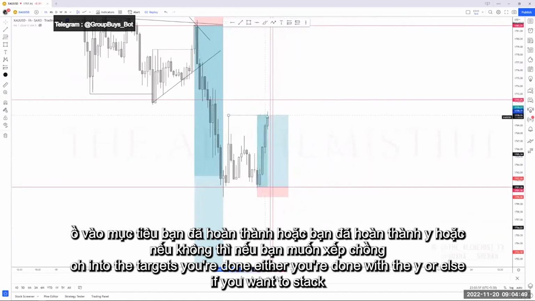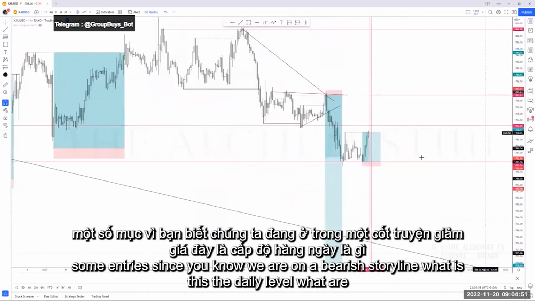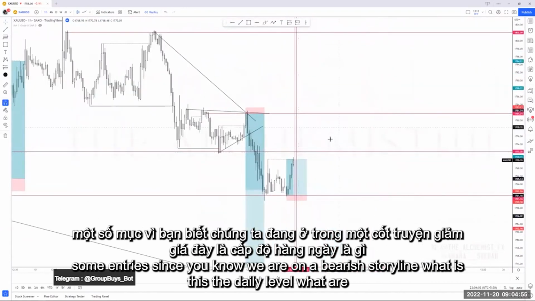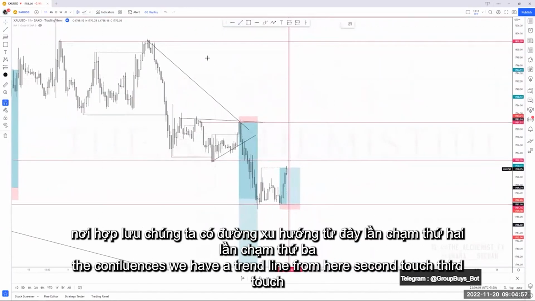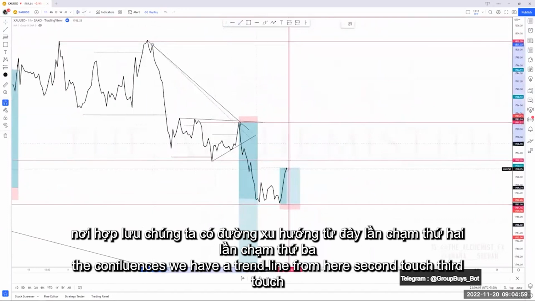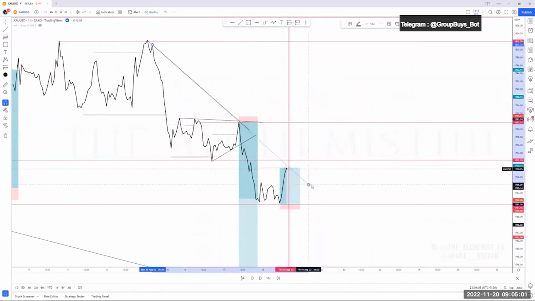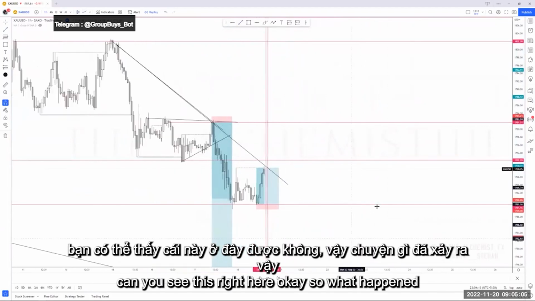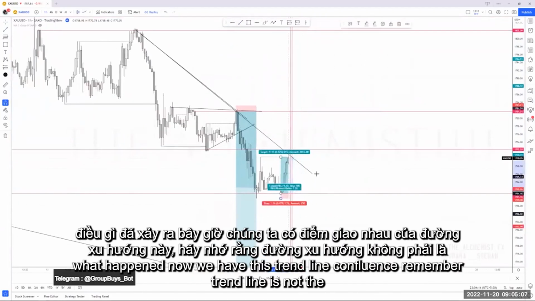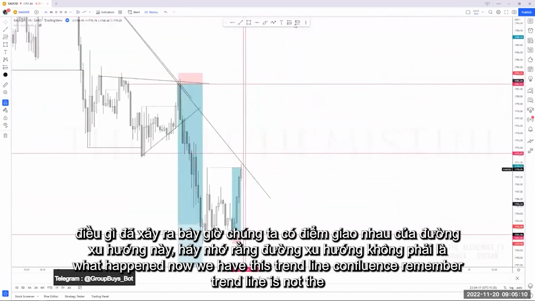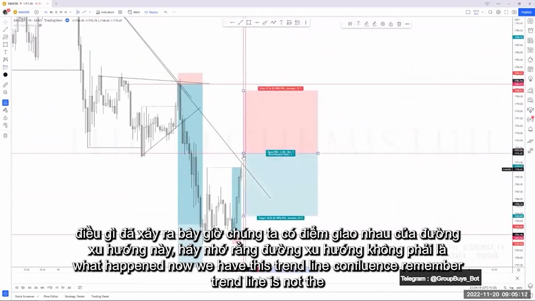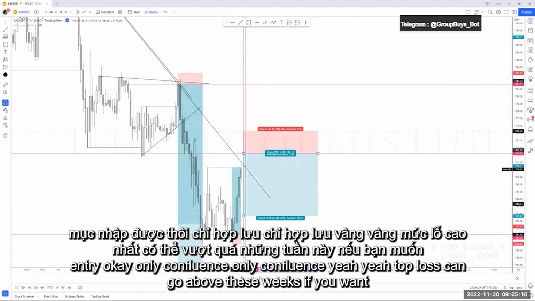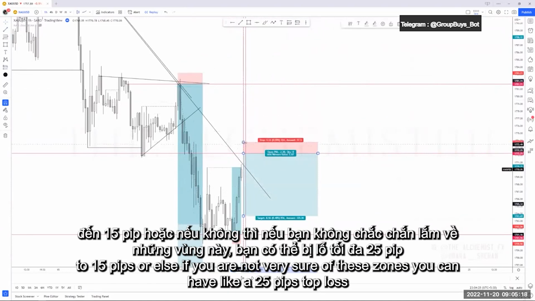Either you're done with the buy, or else if you want to stack some entries, since we are on a bearish storyline. What is this? The daily level. What are the confluences we have? A trend line from here, second touch, third touch. Can you see this? Right here. Okay. So what happened? Now we have this trend line confluence. Remember, trend line is not the entry. Only confluence.